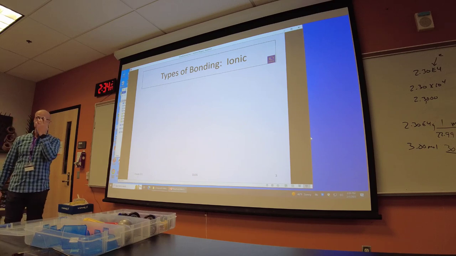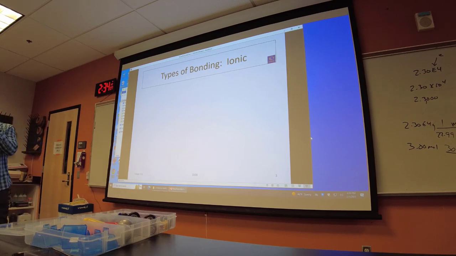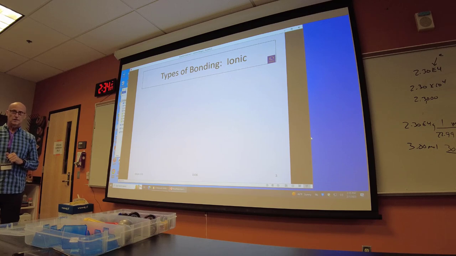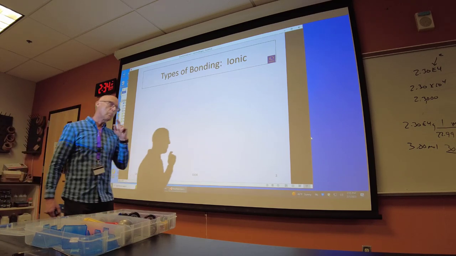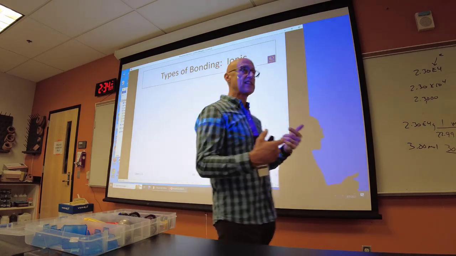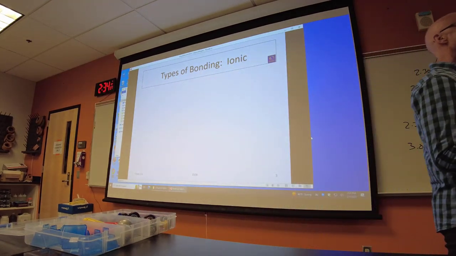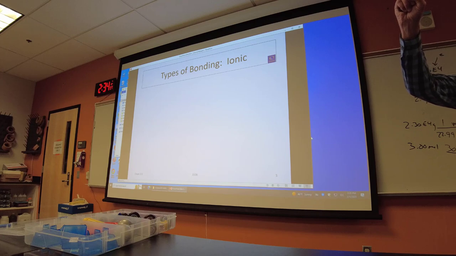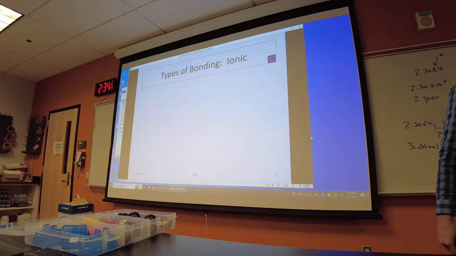So what we're going to talk about is types of bonding. Here's the way to think about it. I've got two areas on the table, the non-metal and the metal part. If I put a metal and a non-metal together, it has a type of bonding. If I put two non-metals together, it has a type of bonding. If I put two metals together, that has a type of bonding. Those are the three types of bonding. That's the only possibility. I've got two things, how can I combine them? One with the other, or one together.